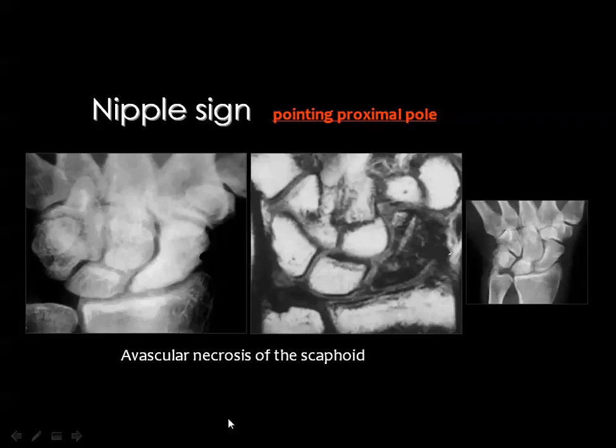One of the signs of avascular necrosis in the scaphoid is what is known as the nipple sign, which means that the proximal bone is more pointed compared to the normal configuration of the proximal bone in a normal bone. Then you see the diffuse bone sclerosis and the low signal in the MRI, which are almost diagnostic of necrosis, and this is one of the signs.